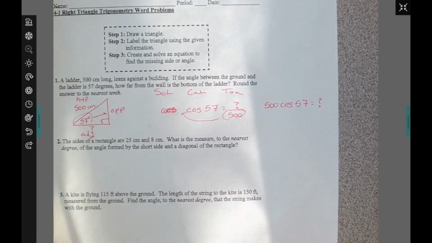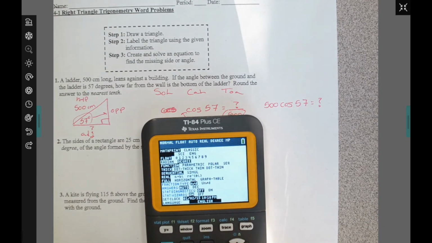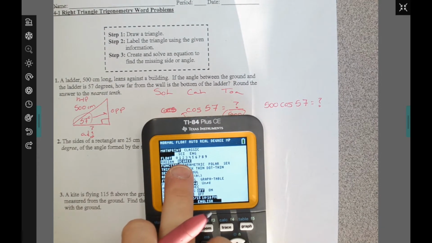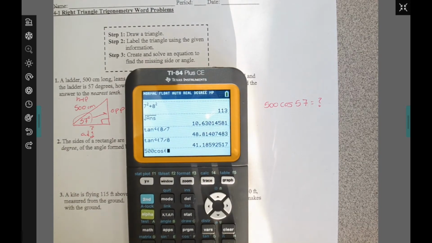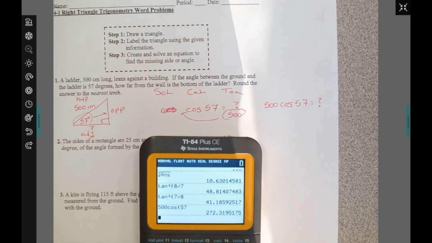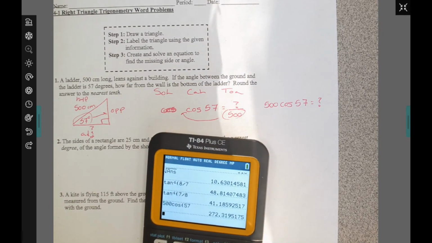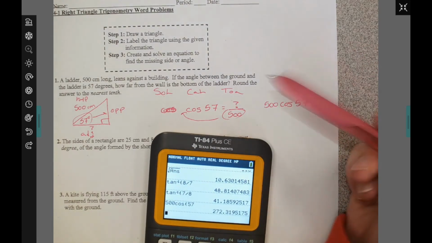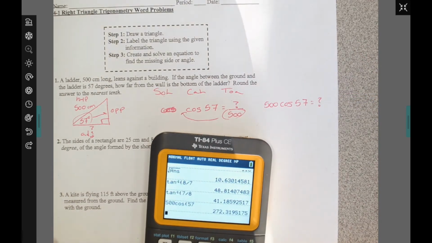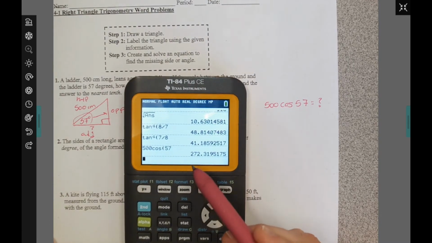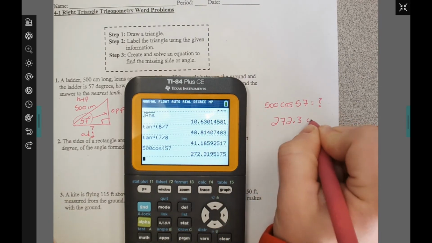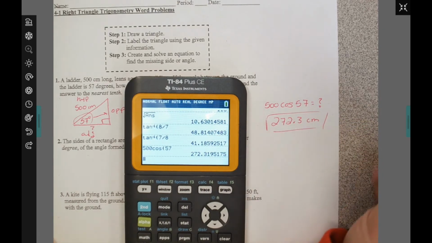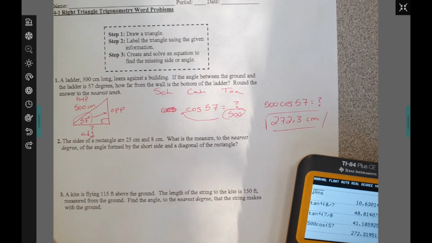From there, it's all calculator. So on your calculator, you turn it on. You need to make sure you're in degree mode. So we hit mode, go down here, degree is highlighted. And then from there, you just type in, so 500 cosine 57. They want it to the what? What do they want? They want it to the nearest tenth. Okay, so if we're going to the nearest tenth of a centimeter, it's going to be 272.3 centimeters. Okay, so that's the distance from the bottom of the ladder to the wall.